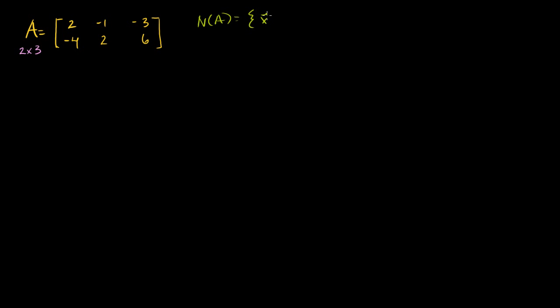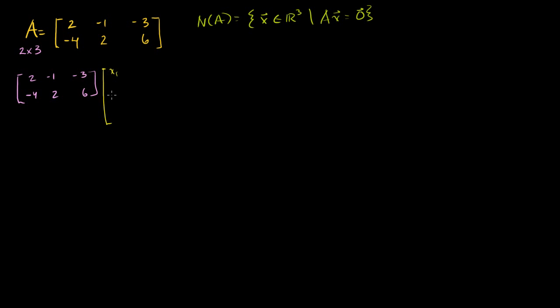we have 3 columns here. So a member of R3 such that A times the vector is equal to the 0 vector. So we could just set this up. We just need to figure out all of the x's that satisfy this in R3. So we take our matrix A, 2, minus 1, minus 3, minus 4, 2, 6. Multiply them times some arbitrary vector in R3 here.